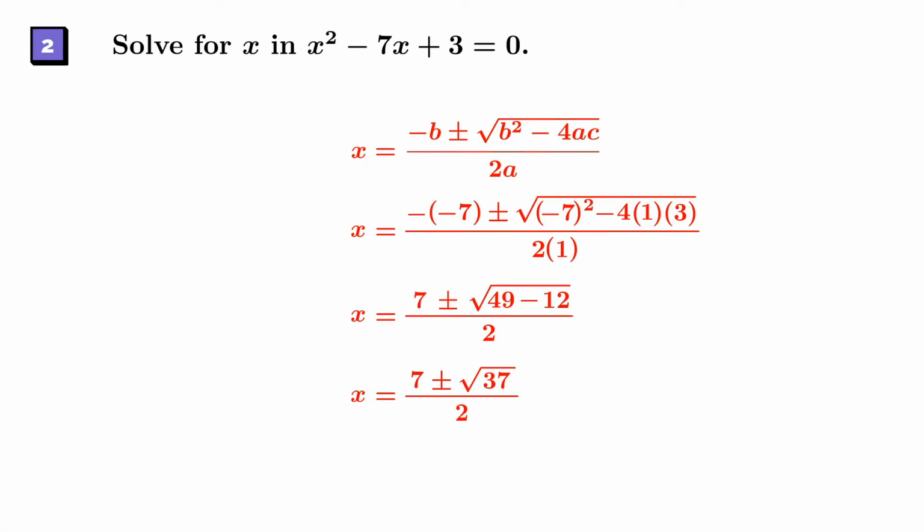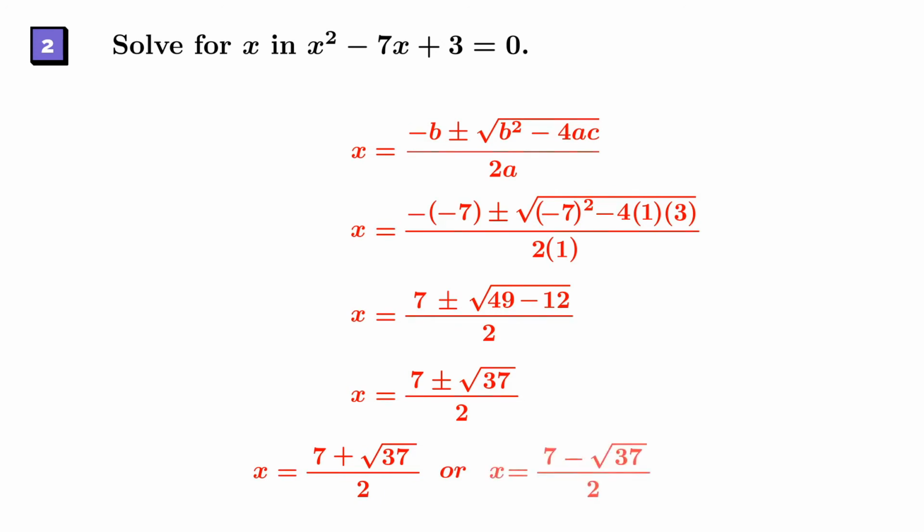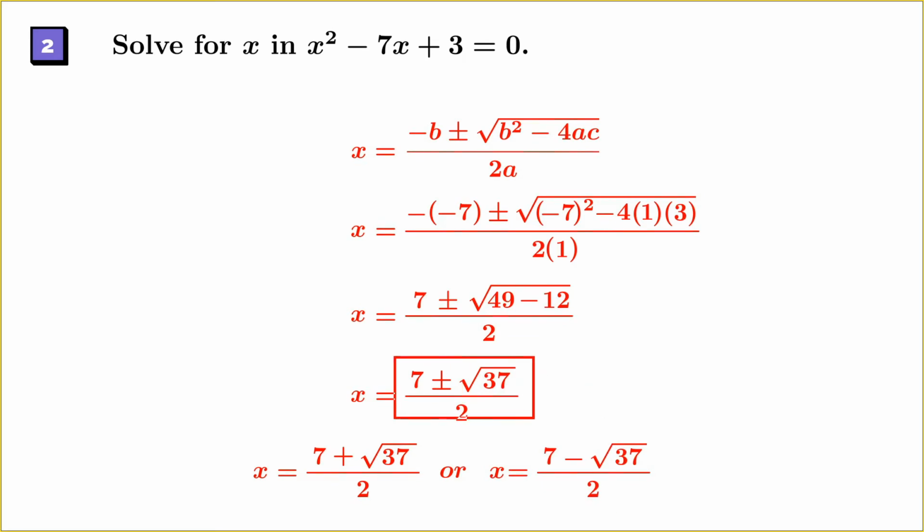Ayan na yung final answer natin. Okay? So, yung dalawang roots natin ay x equals 7 plus square root of 37 all over 2. At yung isang root naman ay 7 minus square root of 37 all over 2. Okay? So, pwede natin paghiwalayin or pwede na tayong huminto dito.